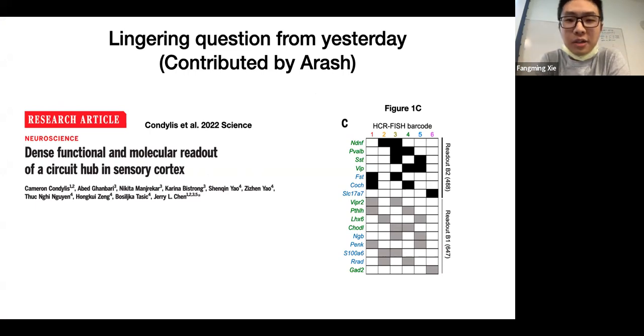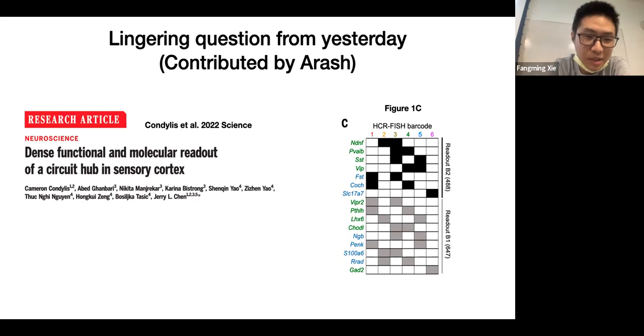Arash is a postdoc from Payman Golshani's lab here at UCLA. Actually, it's a really cool lab if you're interested in neuroscience. He raised a question about HCR FISH. We talked about MERFISH, SlideSeq, and we had another paper about STARmap, but he was asking what's the difference between HCR FISH versus MERFISH? And I didn't know the answer, obviously, because I haven't read the paper.